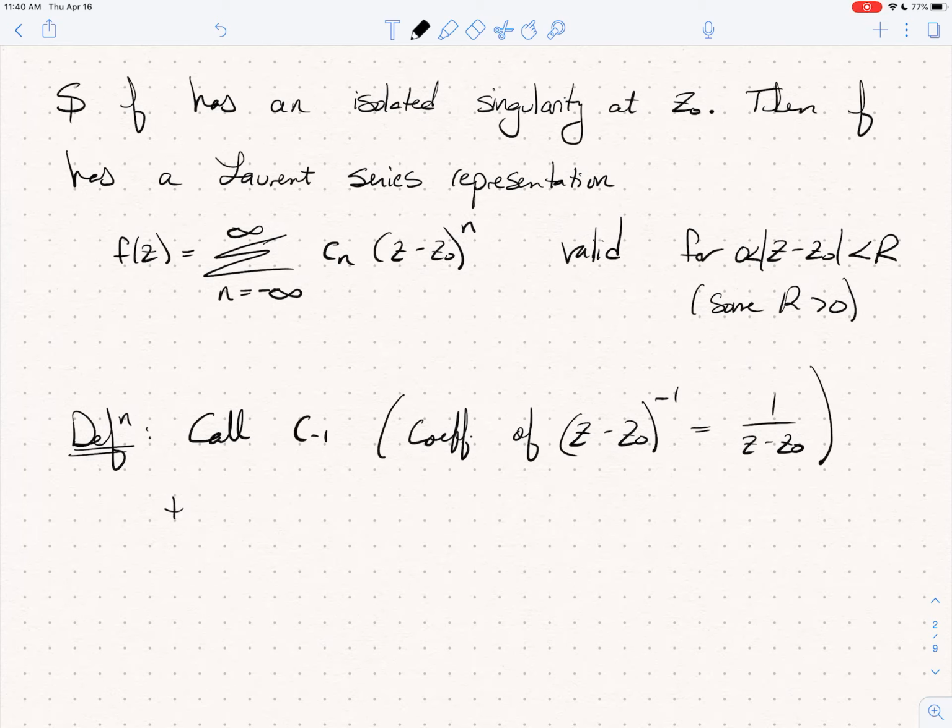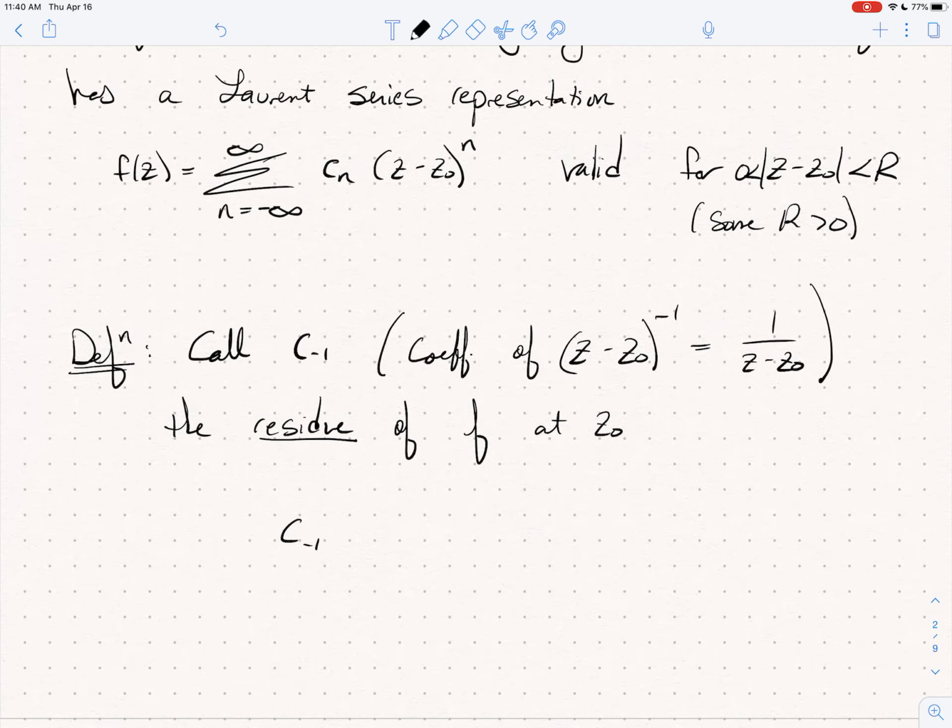Call this the residue of f at z naught. So just to be clear on notation, c_{-1} we're going to write often as the residue at z equals z naught of f of z. So this is saying the residue of f of z at z equals z naught. And it's just the coefficient of the minus 1 power of z.